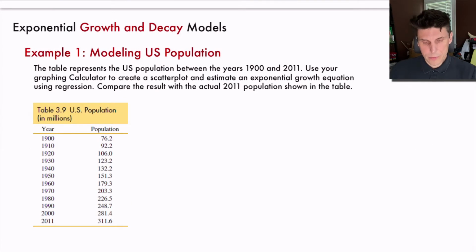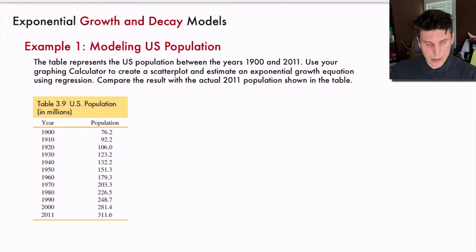Okay, so here we go. First problem, we have some data. This looks like census data. It says the table represents U.S. population between 1900 and 2011. It is 2020 now, so we'll see how accurate this information is. Use your graphing calculator to create a scatter plot and estimate an exponential growth equation using regression. Compare the results with the actual 2011 population. I think what could also be fun is we could go online and look up the population today and see if the model that we come up with will predict that.